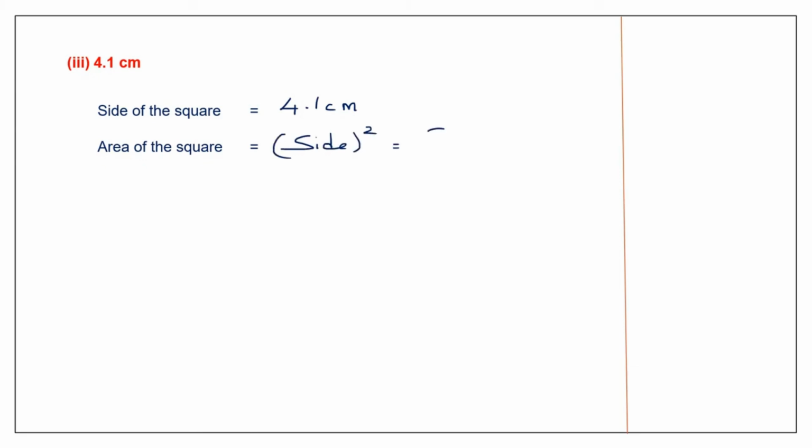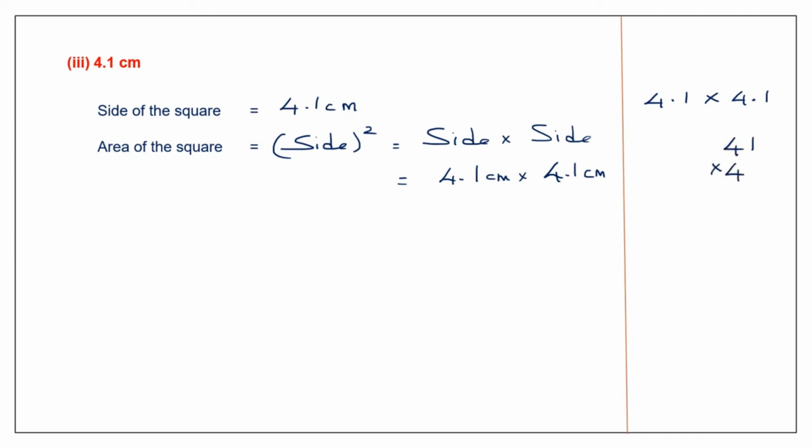The third one, the side's measurement has been given. So let's write it down. The side of the square is 4.1 centimeters. Now we have to find the area of the square with the formula area is equal to side square, which is side into side. So that will be 4.1 centimeters into 4.1 centimeters. So let's multiply 4.1 into 4.1, ignoring the point, 41 into 41.